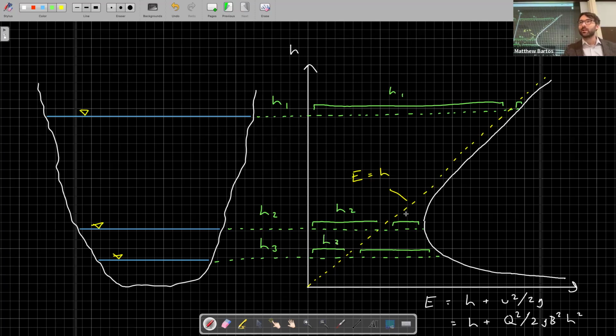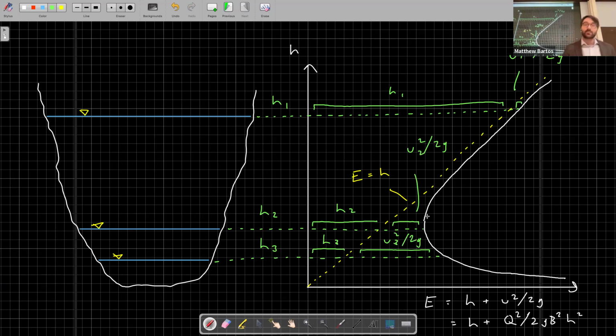And what will the portion to the right of that diagonal line be? The velocity head. So it'll be, excuse me, this will be U1 squared over 2G. Let me draw it over here. This will be U2 squared over 2G, and this will be U3 squared over 2G.